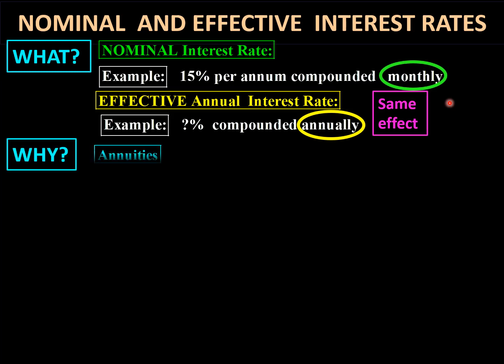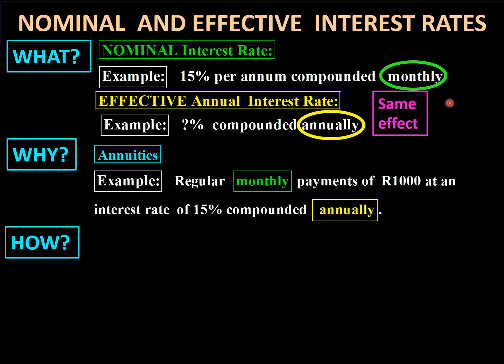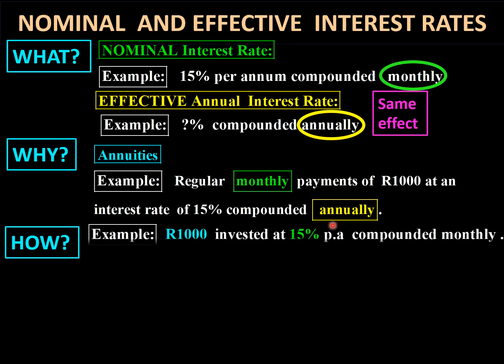In annuities, let's look at an example. We're going to have regular monthly payments, and in this case the interest is compounded annually. Now in annuities, if the payments are monthly, the compounding should also be monthly, or if the payments are quarterly, the compounding should also be quarterly, right? So we have to convert from the one to the other. How do we go about that?